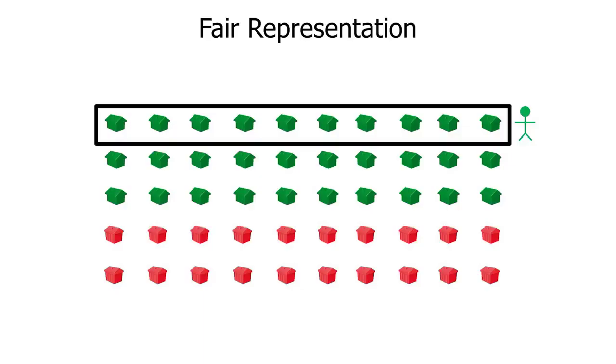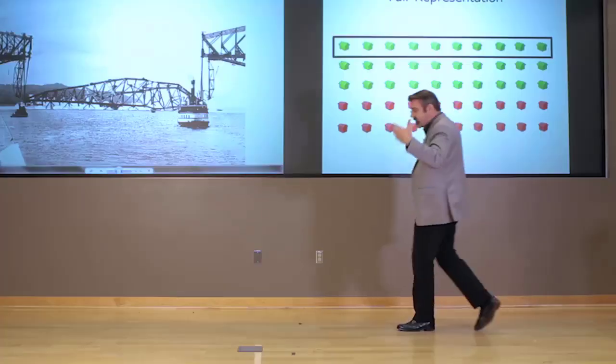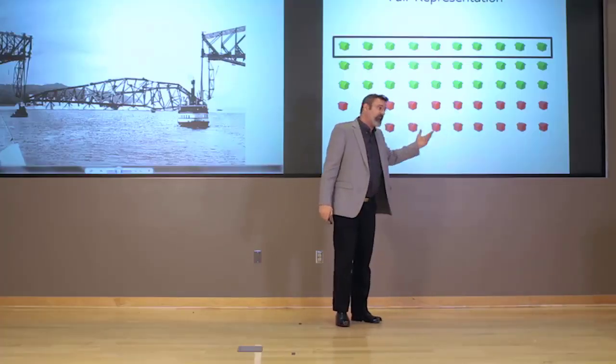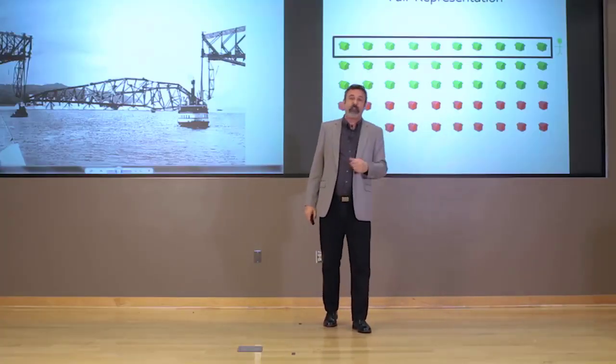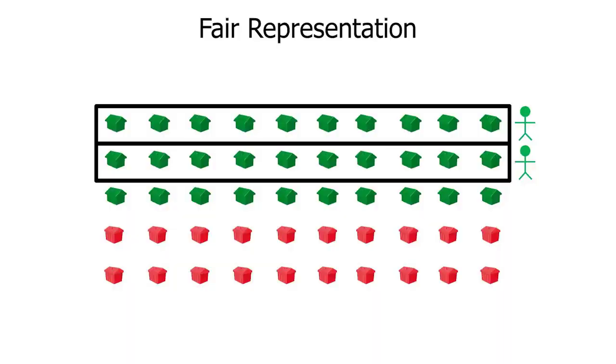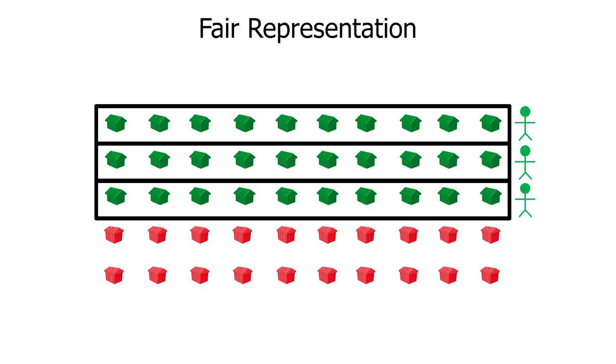We put these 10 households in a district, and we say, you 10 households, you get to elect a representative. What kind of representative would you like? These 10 households are all green, so if you ask them, they will say, we would like a green representative. Then we put these 10 households in a district, and they're green, so they would also like a green representative, as will these 10 households.